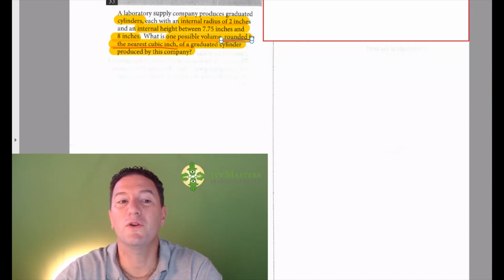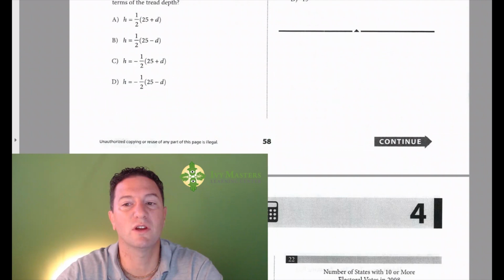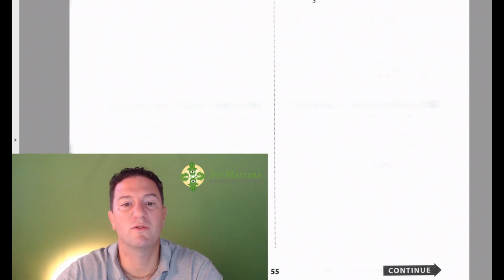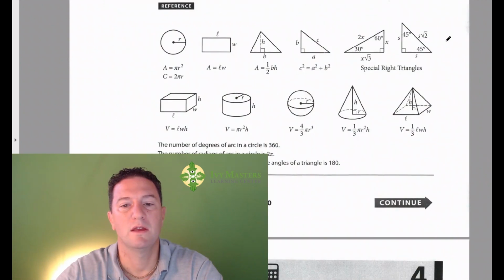So if you forgot the formula for a cylinder, don't fret. It's on the first page of every single math section, Section 3 and Section 4. And you can see it's just pi r squared times height. Here it is right here. Volume equals pi r squared times height.